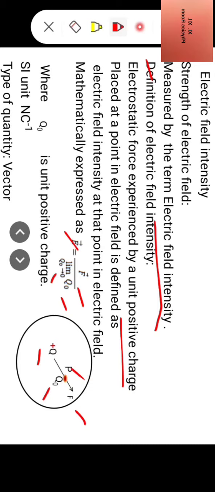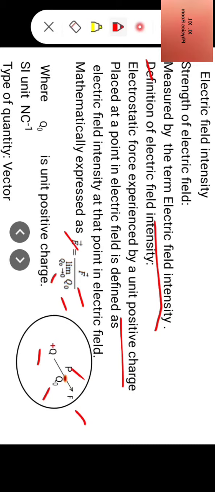Now Q naught approaches 0 means the value of Q naught should be as small as possible, because if it had a bigger value, then it would have its own electric field. So it will modify the original electric field. So Q naught must be very, very small, approaching 0 as far as possible.